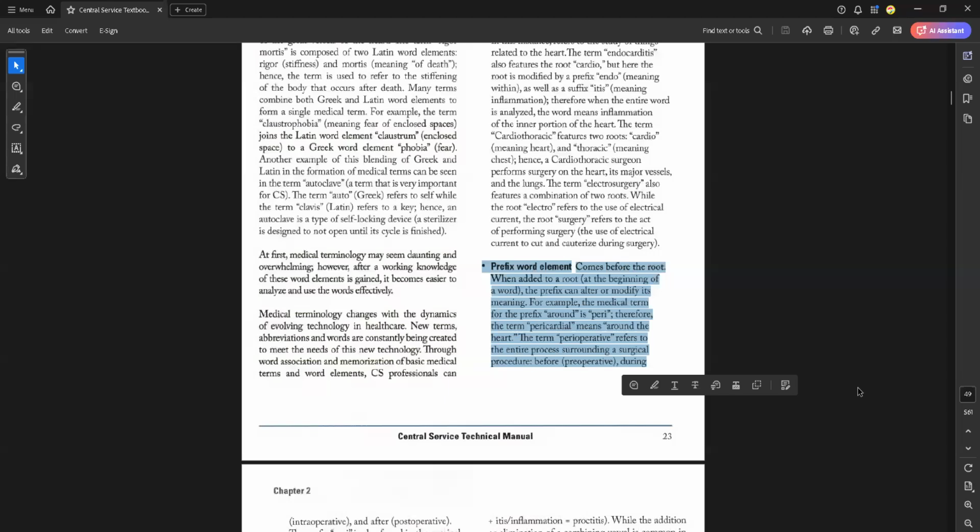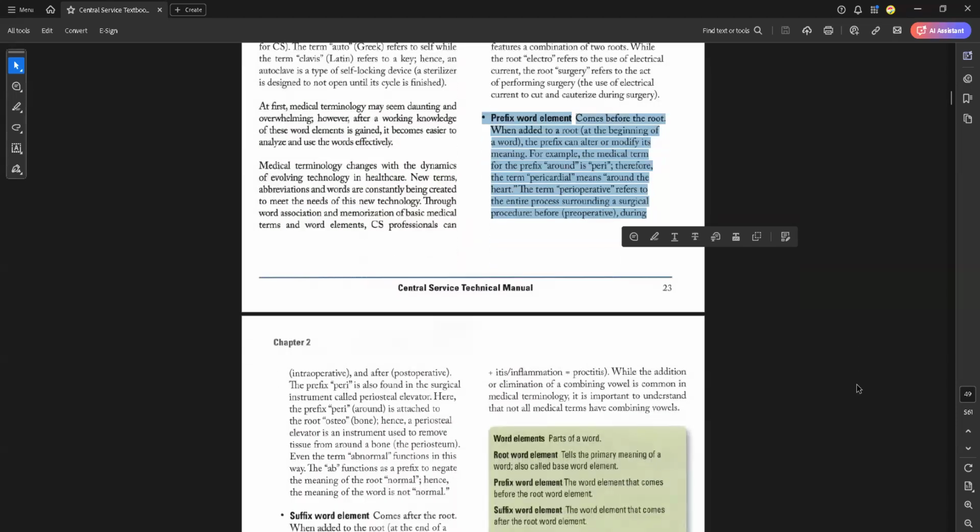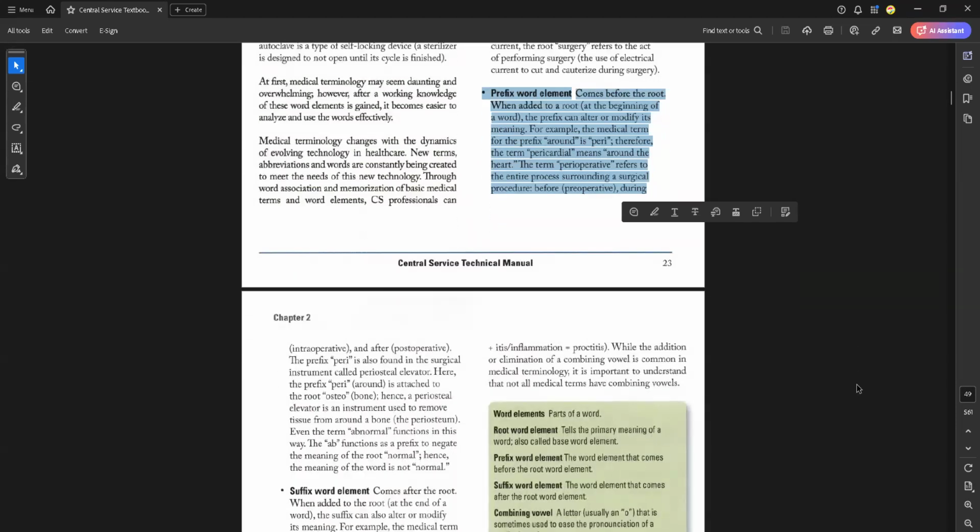So Michael is the root. That is the key. There can never be a medical term without the root. But what about Michael? Is he around Michael? Is he beside Michael? Is he inside Michael, endo, or beside, near, etc.? So the prefix modifies, or in other words, it throws more light on the root. It throws more light on the root. So you can see it comes before the root.